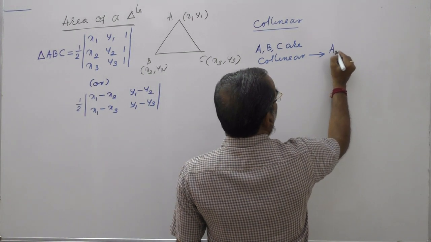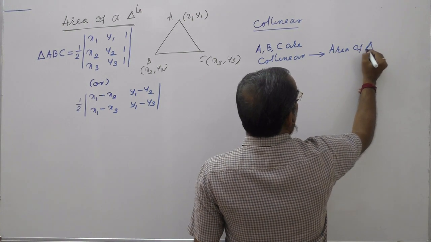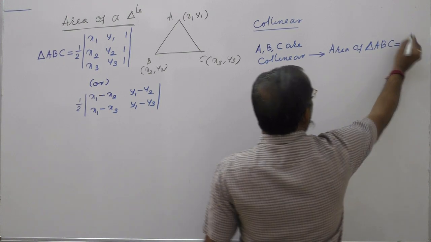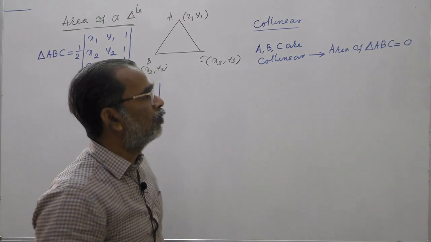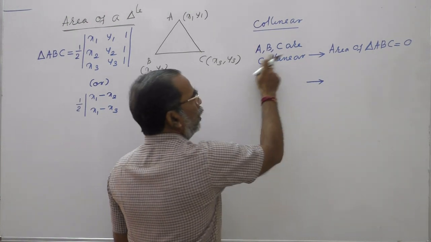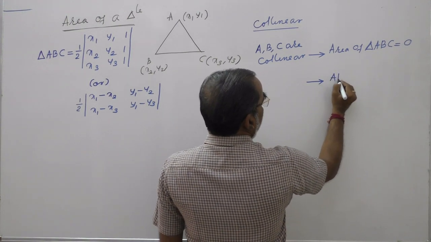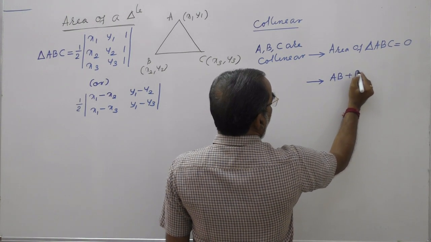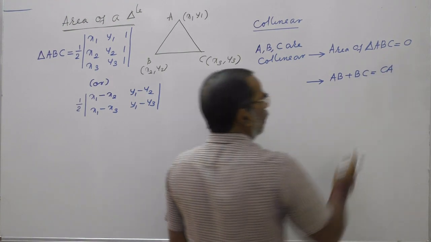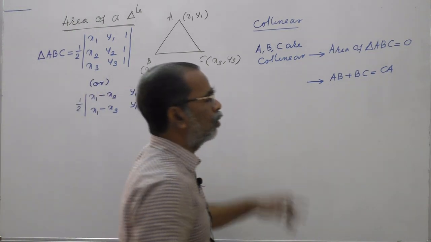Therefore, the area of the triangle formed by the points will be 0. If the area equals 0, then they are collinear. There is another method. If 3 points are collinear, then they satisfy this condition: the sum of any two distances equals the third one. That is, AB plus BC equals CA, then they are collinear.